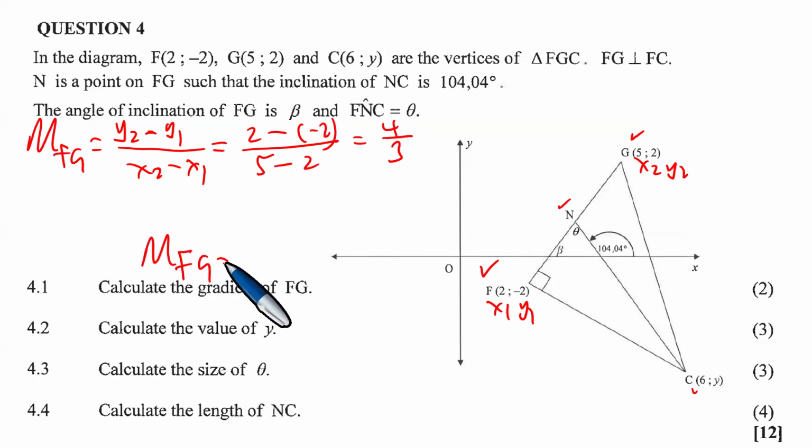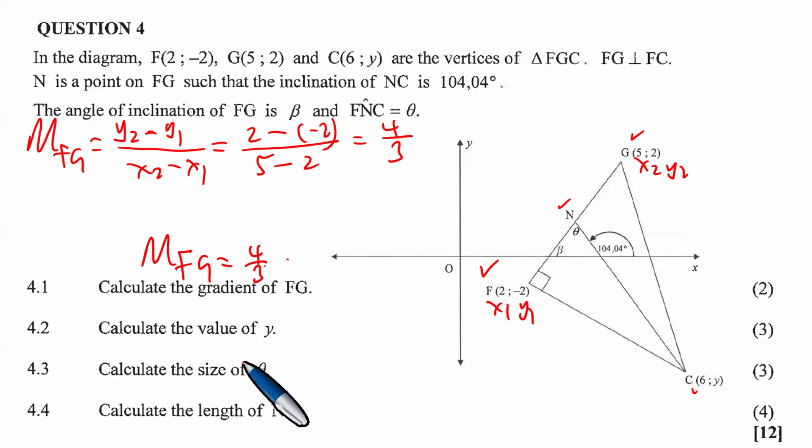of FG is 4/3. All right, so we are good. Right, so we continue to solve more problems. The next thing is we're going to focus on 4.2.